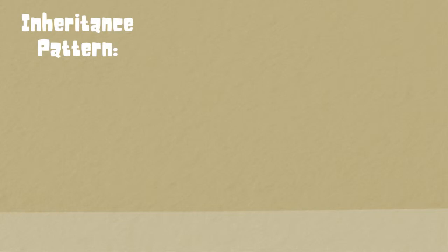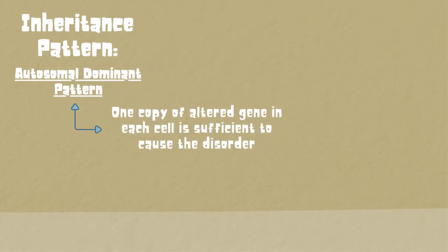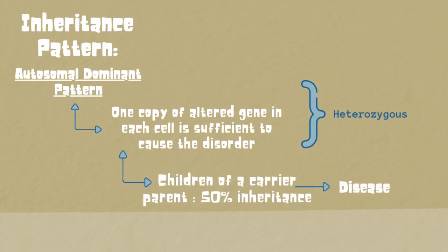Since the gene is located on chromosome 4, it is an autosomal disease. Moreover, it has a dominant pattern, meaning that only one copy of the altered gene is enough to cause the disorder. Therefore, most people with the disease are heterozygous. Children of carrier parents have a 50% chance of inheriting the mutant allele, so those who do inherit it will develop the disease when they become older.